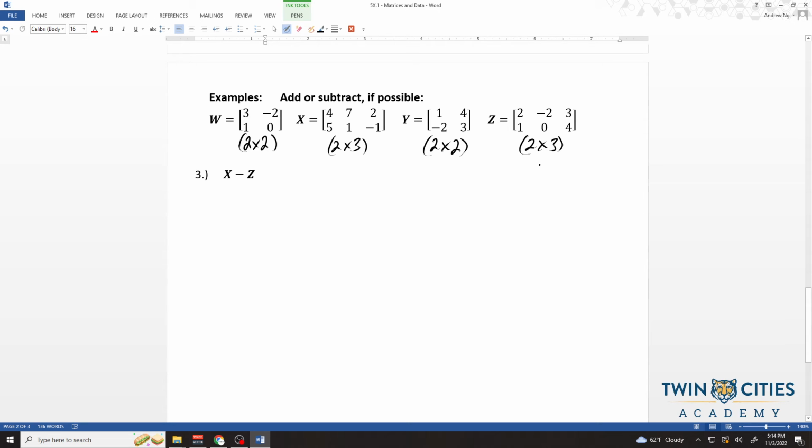Okay, so I can subtract these. Let's see what that looks like. Let's write X over here first. So that's 4, 7, 2, 5, 1, negative 1. And I'm subtracting Z, which is 2, negative 2, 3, and then 1, 0, 4 for the bottom row.